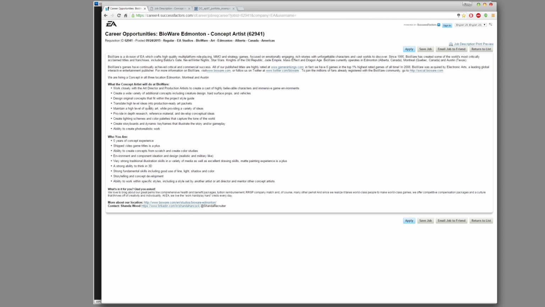Okay. Design original concepts that fit within the project style guide. This is what I mentioned earlier. Do you have the ability to adopt? If you could design 1950s projects, and World War II, and a modern day, that could demonstrate to us you could adopt the projects.